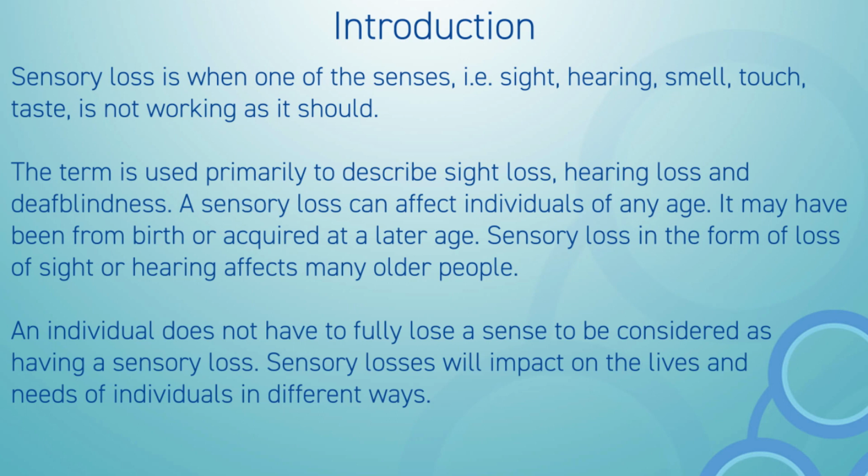A sensory loss can affect individuals of any age. It may have been from birth or acquired at a later stage. Sensory loss in the form of loss of sight or hearing affects many older people. An individual does not have to fully lose a sense to be considered as having a sensory loss.